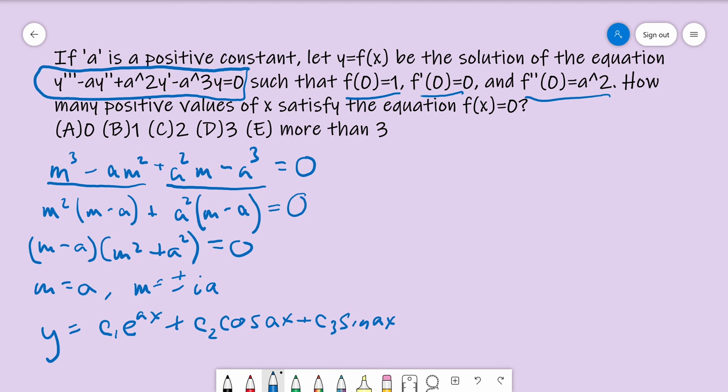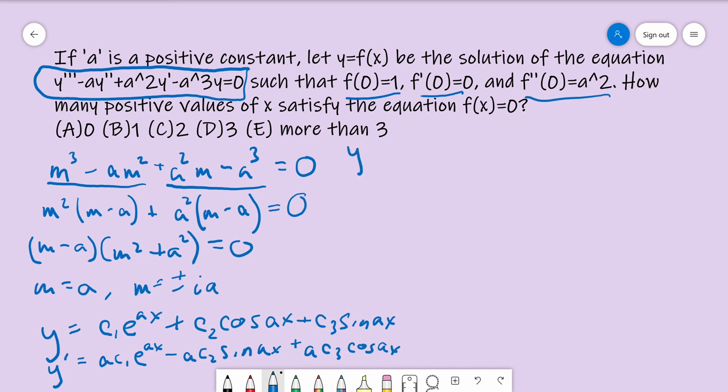Now we have to figure out what c1, c2, and c3 are. Alright, well, let's see. That's y. Let's write out what y prime and y double prime are. So y prime is going to be a c1 e to the ax minus a c2 sine ax plus a c3 cosine ax.